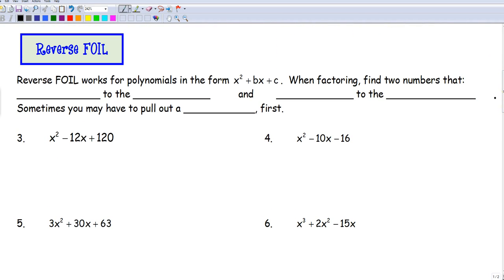Now we're going to do reverse FOIL, which is basically your regular type of factoring you normally do. Reverse FOIL works for polynomials in the form x squared plus bx plus c. When factoring, you're going to find two numbers that multiply to the end and add to the middle. And you may have to pull out a GCF first. And that GCF can be a number or a variable. It's just entirely dependent on the problem.